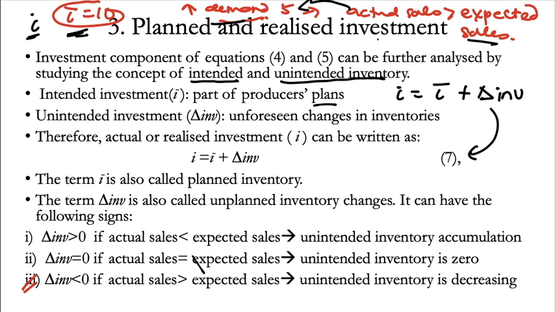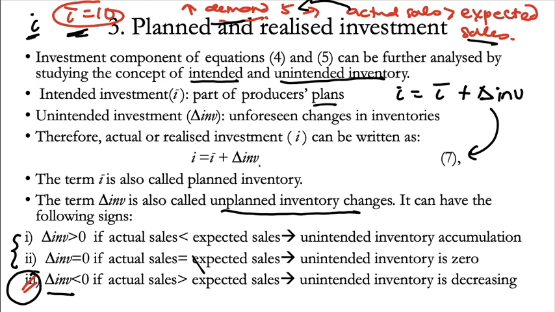Okay, now the decrease in inventory here, which is unplanned. So the term change in inventory here is also known as unplanned inventory changes. So I have explained to you the scenario for number 3. Now why don't you look at these two scenarios, and try to explain them the way I explained it to you.